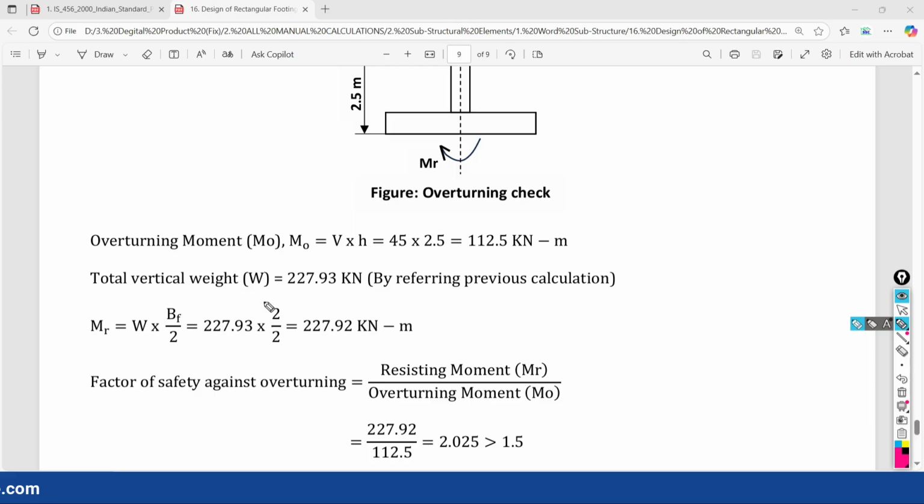2 by 2, it is going to become 1. Ultimately you are having the same value, 227.93. Basically it is what? 227.93 or 92. That is not going to make a great difference. I will correct it in the file.